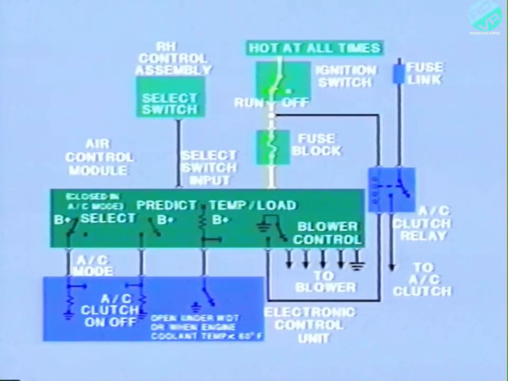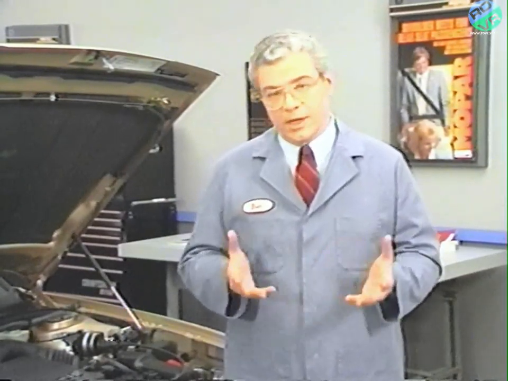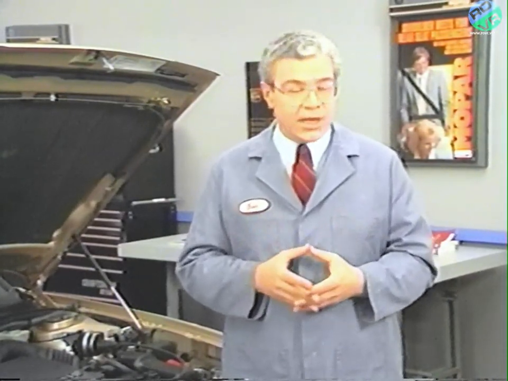Second, when the ACM is in heat or heat defrost mode, the ECU lets the ACM know when engine coolant temperature is too low to provide heat from the heater core. The ACM then prevents blower operation. We'll talk more about blower delay later in this program. You may be wondering how the ECU knows which information it's supposed to be providing. Well, the answer is that the ACM tells it.